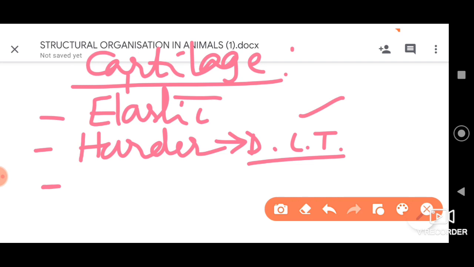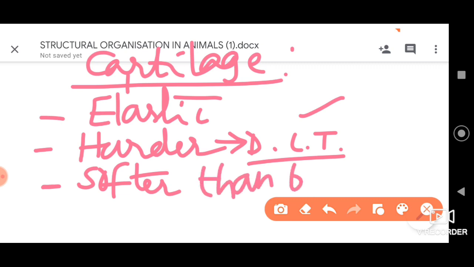But let me tell you, they are softer than bone. They cannot be as strong as the bone. So they are very much softer when compared to the bone. Thirdly, let me tell you that they are abundantly found in vertebrate embryos.